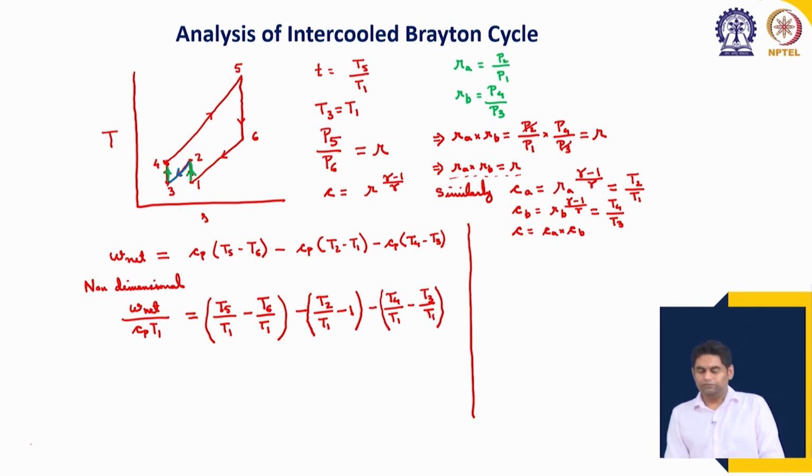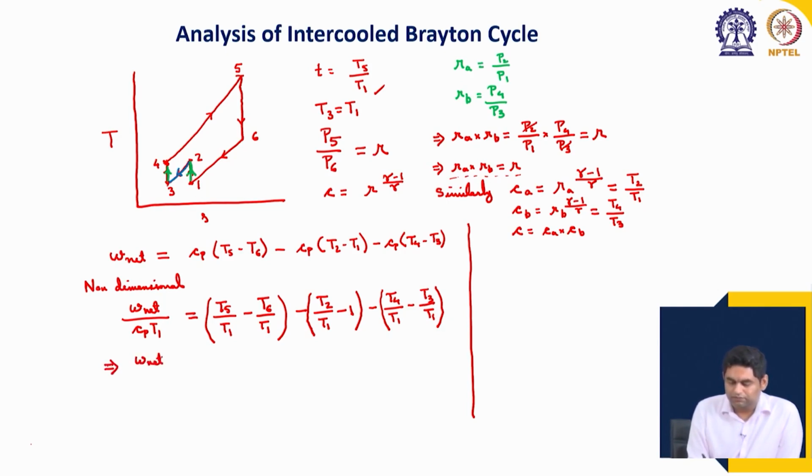Okay. So, what are these individual values? T5 by T1 first. T5 by T1 we already know, we have written here also that this is equal to T. So, this means that the first term in W net by CPT1 is equal to T. Then T6 by T1, this value by this value. So, let us find this T6 by T1.